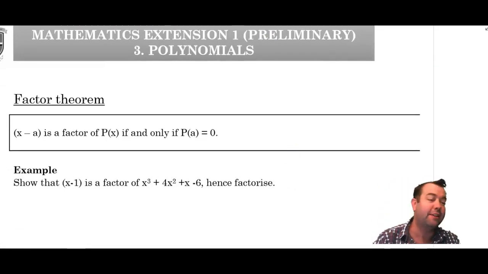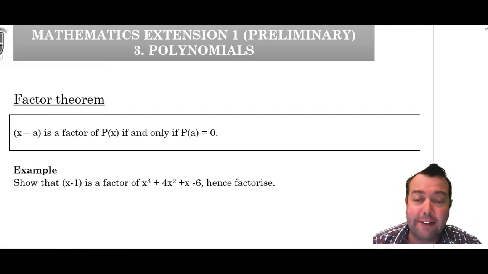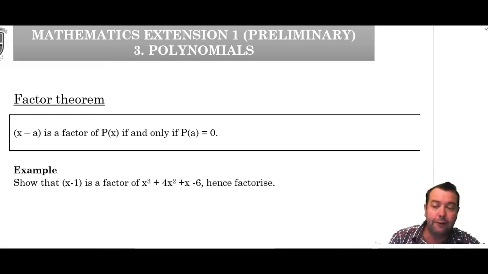Moving along now, the factor theorem is sort of an extension of this remainder theorem. So now we're talking about essentially when we have a remainder of 0. If I divide something and I get a remainder of 0, that means I must have divided by a factor. So if x minus a is a factor of some polynomial, then when I substitute a into that polynomial, I get a remainder of 0.